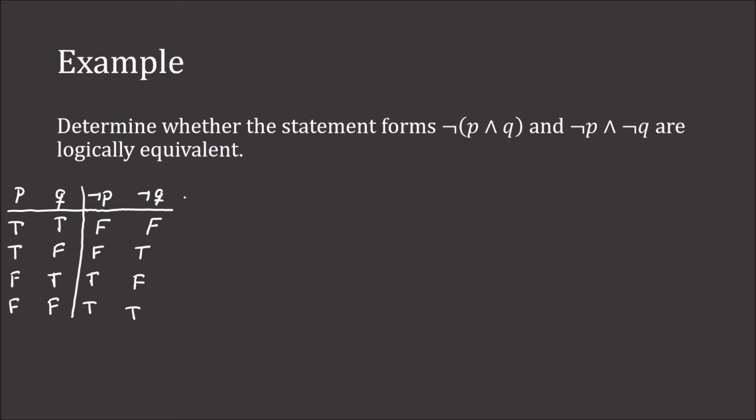Let's now create a column for P and Q, which is true only when both are true. So true, false, false, false. Now let's look at our first statement form, the negation of P and Q. It switches the truth values of this column for P and Q, so we get false, true, true, true.